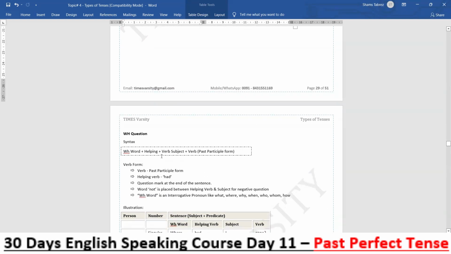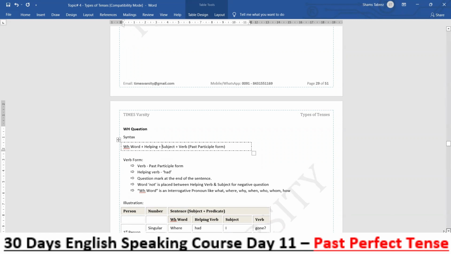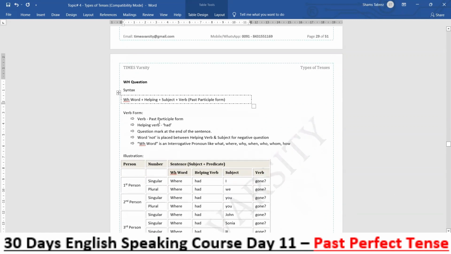So WH word, helping verb plus subject, then the verb in its third form, the past participle form, with the helping verb had, and a question mark at the end of the sentence.